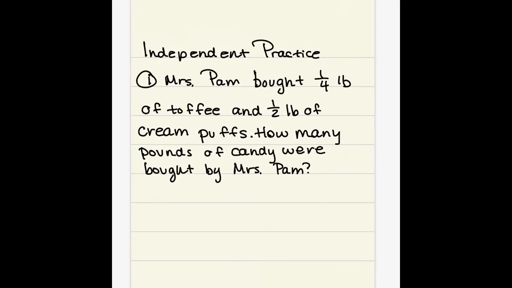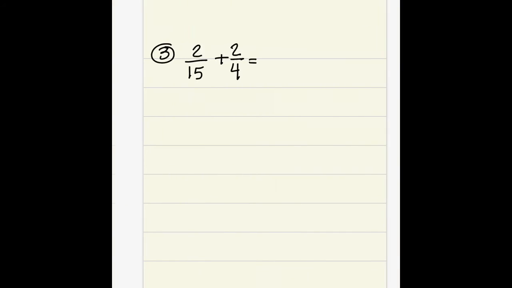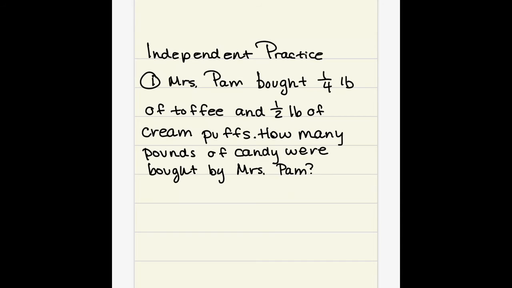All right, now you have 3 independent practice problems here. And my suggestion is, after I read every problem, pause the video, work it out, and check it. Okay, and then just keep doing that for the succession of the 3 problems.